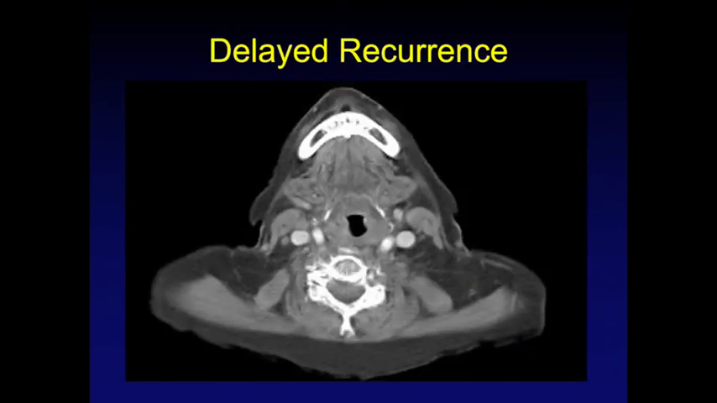Another pattern that can be confusing is a delayed recurrence. We know that in the age of PET, 75% of recurrences can be detected within the first year after the conclusion of therapy, 95% within 2 years. So once a patient gets out beyond 2 years, we start getting a little cocky, we start getting overconfident. The likelihood that there's actually going to be disease is extremely low.